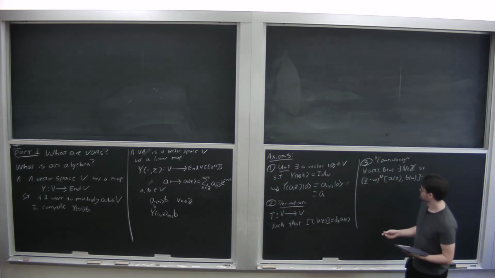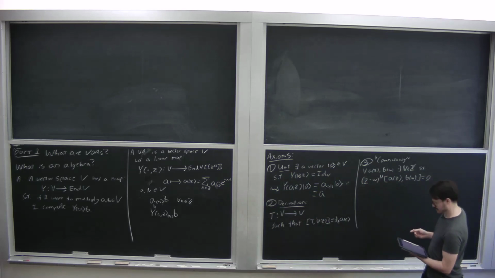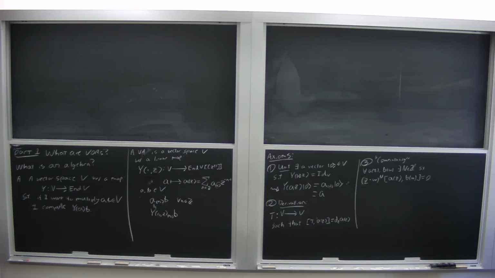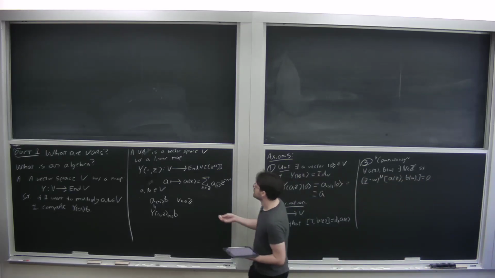And so, I don't want to say that yet. And so one of the reasons vertex algebras are useful is you could ask yourself, well, why don't I just think of this as a very big Lie algebra?